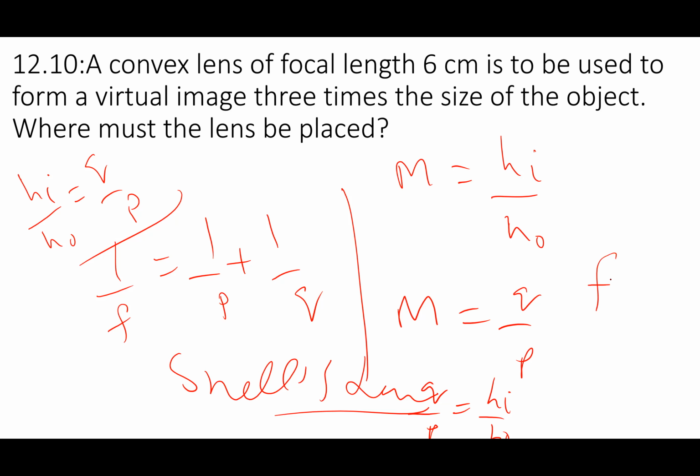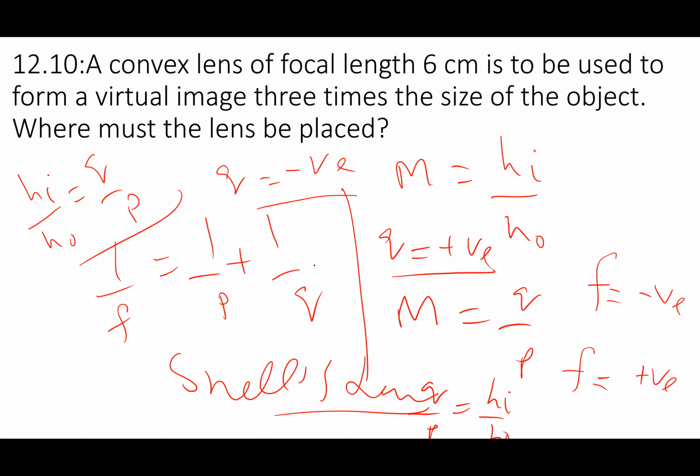Focal length for diverging is negative, and focal length for converging mirror or converging lens should be taken positive. If the image is virtual, q will be negative, whatever the nature of mirror is. Q will be positive for converging mirror. For diverging, it will be negative.